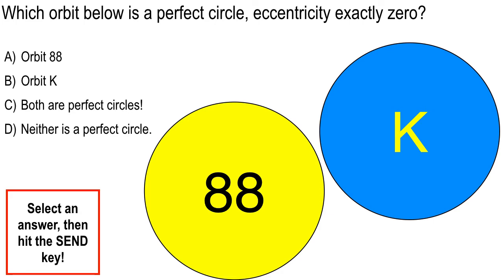Which orbit below is a perfect circle? Orbit 88 or orbit K? Or both of them? Or neither of them? Just use your eyes. I'm asking you to use your eyes to decide. And guess what? That's what Kepler did. He was using his eyes. And there is a specific answer here. Let me give you another 15 seconds.